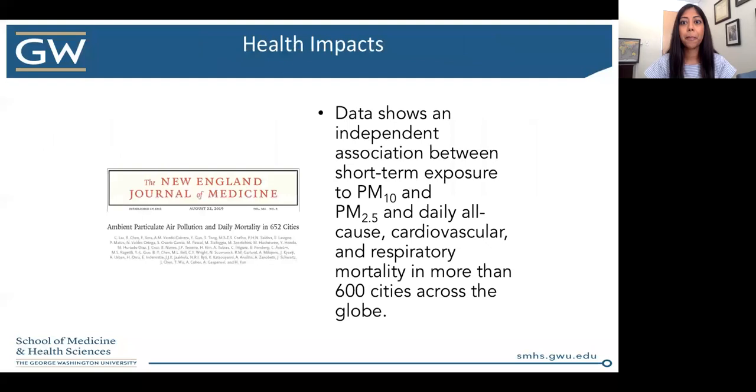I'm going to talk about a few studies that really highlight the health effects of particulate matter. This study from the New England Journal of Medicine evaluated the associations of inhalable particulate matter with aerodynamic diameters of 10 microns or less and fine particulate matter with aerodynamic diameters of 2.5 microns or less with daily all-cause, cardiovascular, and respiratory mortality across multiple regions. It evaluated more than 600 cities across the globe, most of which were in the Northern Hemisphere. And it showed independent associations between short-term exposure to PM10 and PM2.5 and daily all-cause, cardiovascular, and respiratory mortality.